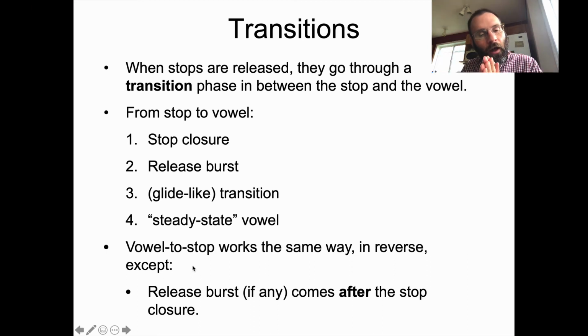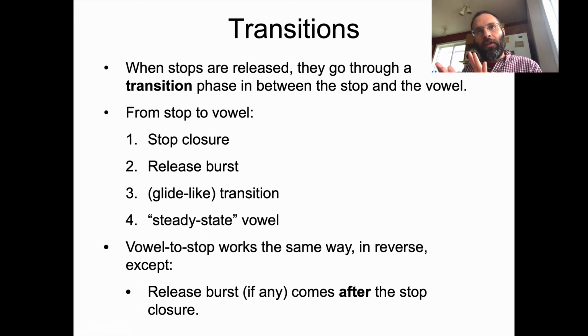And if you have this whole process go in reverse and you go from a vowel to a stop articulation, you get the same sort of changes in reverse, but you will not necessarily get a release burst, and you'll definitely not get a release burst as you close the vocal tract. You'll just get steady-state vowel, transition, and then a stop closure. And then maybe when you open your mouth up again, you might get a release burst afterwards, but it's not in between the transition and the closure because no pressure is built up at that point in time, right? At least not in your mouth.